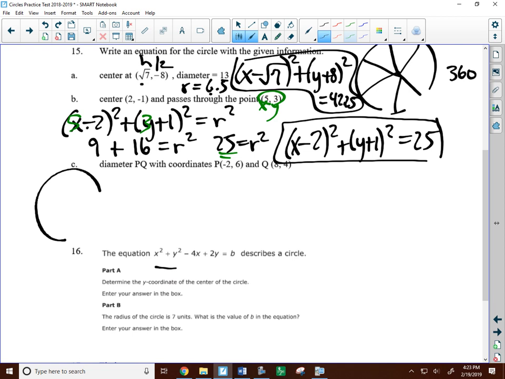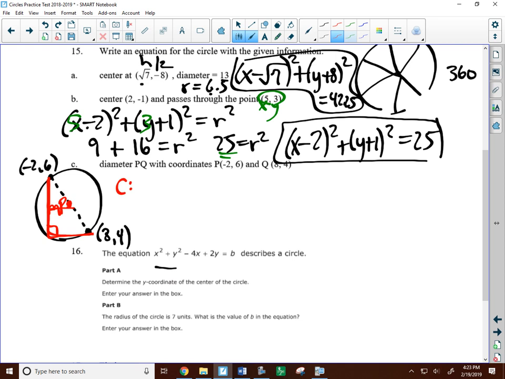This one, they give us less information. They give us a diameter. So we know the diameter has these endpoints, negative 2, 6, okay, drawing not to scale, and 8, 4. Well, we always need a center and a radius. So to find the center, you do a midpoint. Option 1, make a triangle, count down and over, and then count down and over half as far. Okay, I think that's the surefire way to do it.